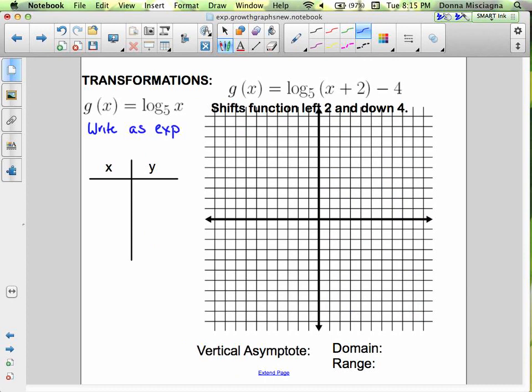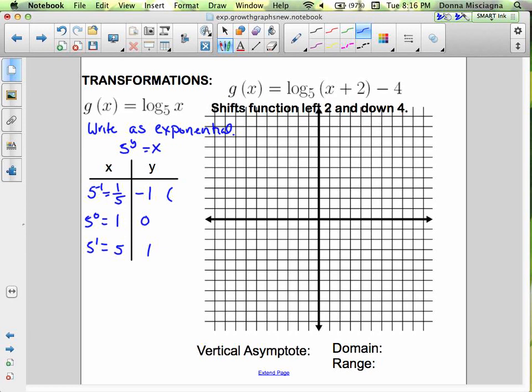So we're going to write it as an exponential. We have 5 to the y equals x. Here you can't plug in too much. The base isn't 2 or 3, so you don't get to plug in too much before it gets too big. So 5 to the negative 1 is 1/5, just the reciprocal. Anything to the 0 is 1, and 5 to the first is 5.